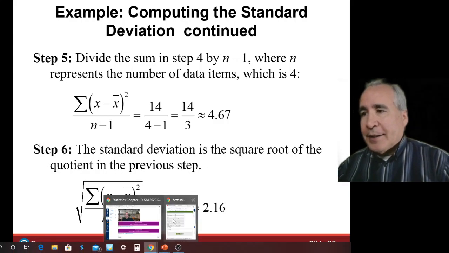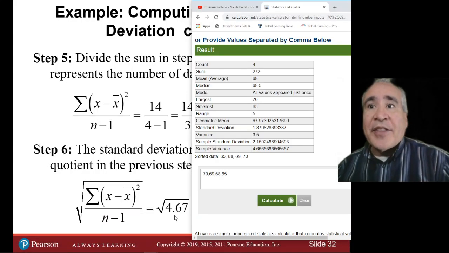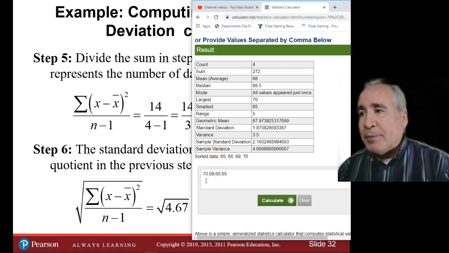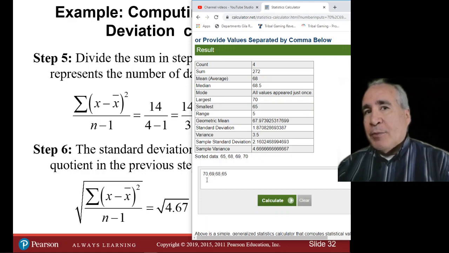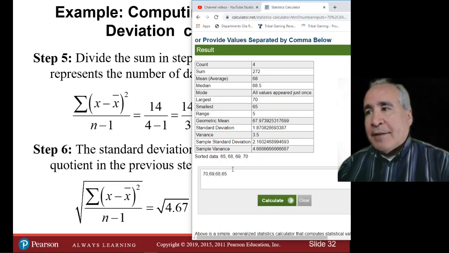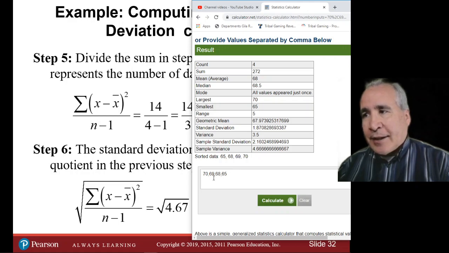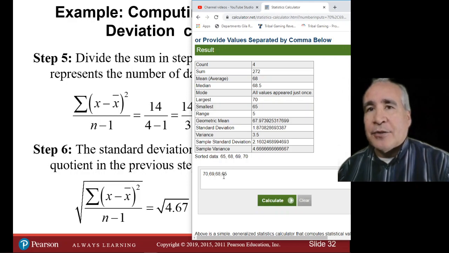And then this one does all the calculations in one fell swoop. Just put your data in here. If you're using MyMathLab and they give you the data as a list with commas like this, you can just copy it and paste it in here. It'll do all the calculations for you.